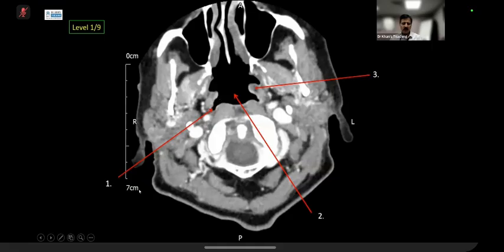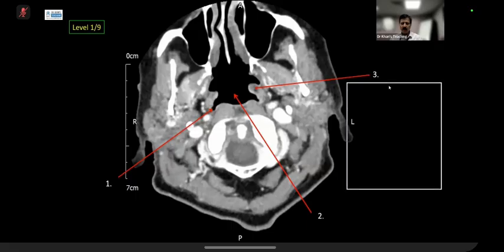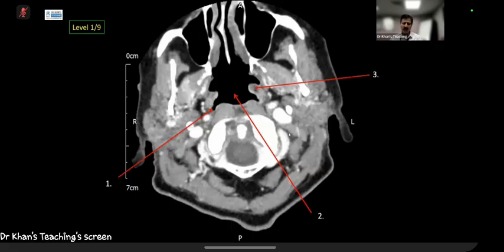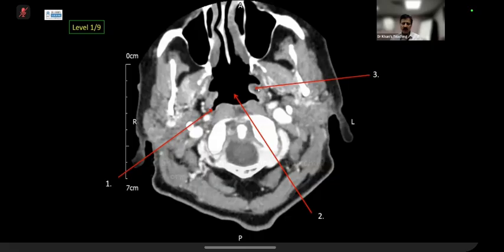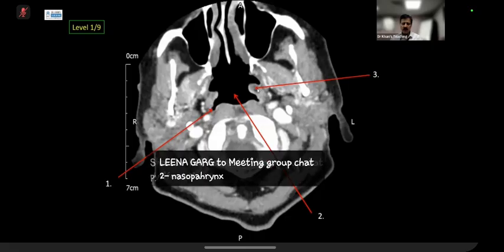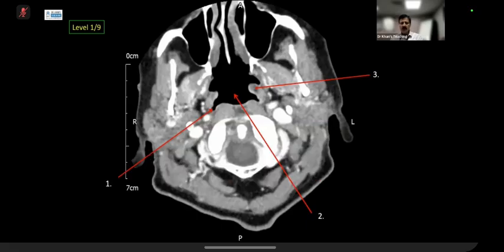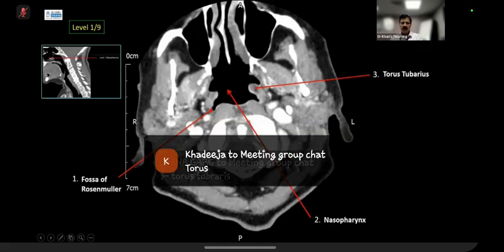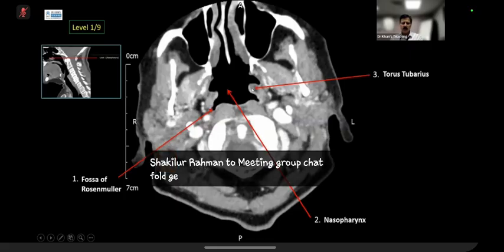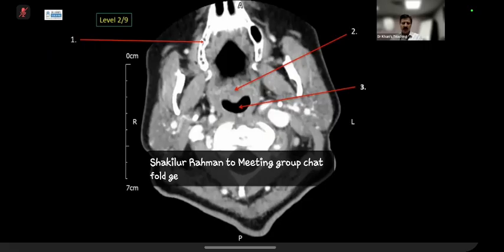Number 1, please. So it is open for everybody. I hope that the chat is working. Yeah, very good. Number 2, this airway. Very good. Number 3. Excellent. So these are the answers, and this is the level. This is the cartilaginous portion of the eustachian tube. It opens here. Next level.